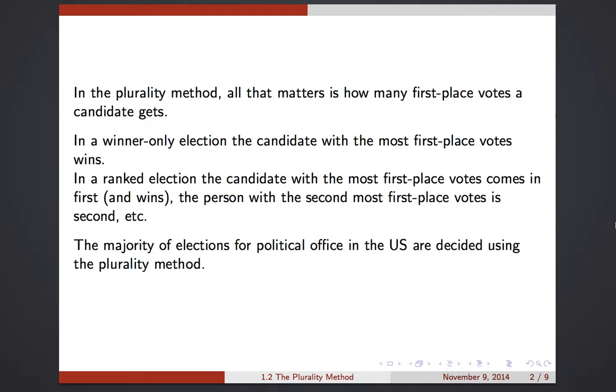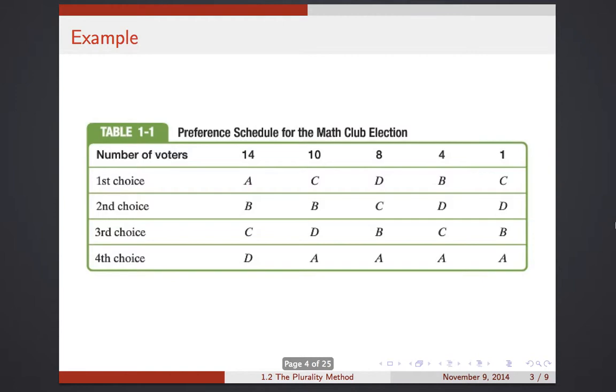So this is a winner-only election setup here. You can rank the candidates if you want to, but all that matters is who got the most first-place votes. And of course, most political elections in the U.S. are decided this way, although it's worth noting, and we will note this later, other democratic countries use other methods sometimes. So just for example, here's the math club election example that we did last time.